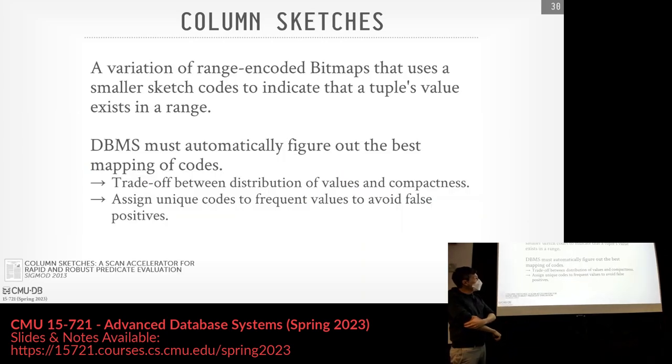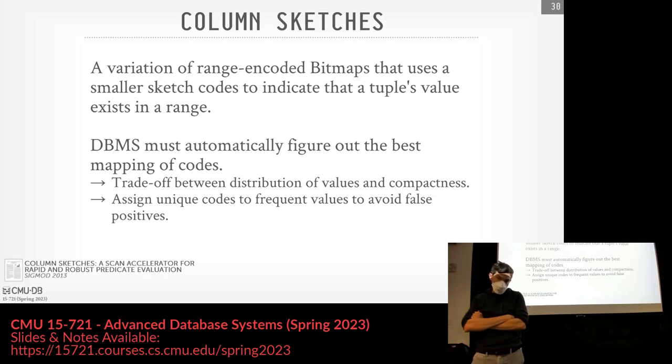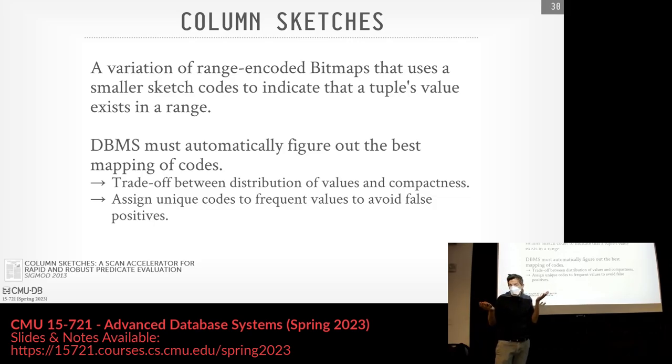So the column sketch paper you read is a variation of range encoded bitmaps, where the idea is that we want to maintain a sketch, which is like a probabilistic data structure, kind of like a Bloom filter. There are count-min sketches and things like that. It's an approximation of what data exists, and the bit will be set to true to indicate there could be something in this range. So we want to convert our base values into smaller codes, and then use those codes to figure out how much data we actually have to look at. Of course, there's a trade-off between the distribution of the values and the compactness. If our codes are the same size as the original data, they're very precise, but that means we're not throwing anything away and we waste space maintaining the values twice.